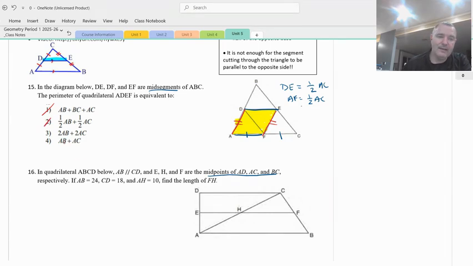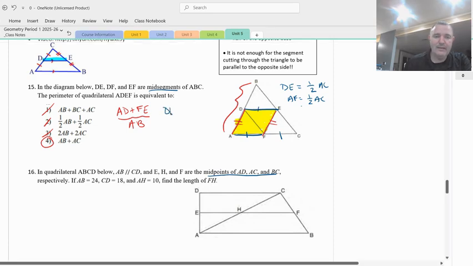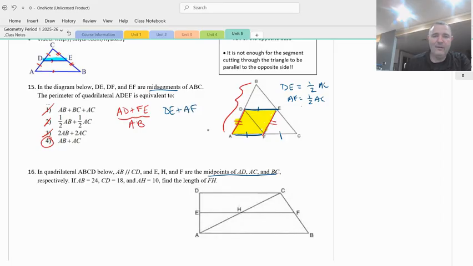Is it 2 times AB plus 2 times AC? Remember that this is the whole line. If we double it, we're going to get like 4 of these pieces. So that's too big. So it has to be this one, because if we take AD plus FE, this together would be 2 of these. That's the same as AB. And on the other side, DE plus AF, these two pieces would be like adding these together. And this whole thing is AC. So when I add these together, that's what I'm going to come up with.